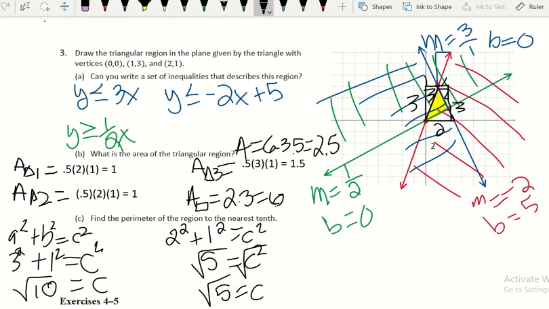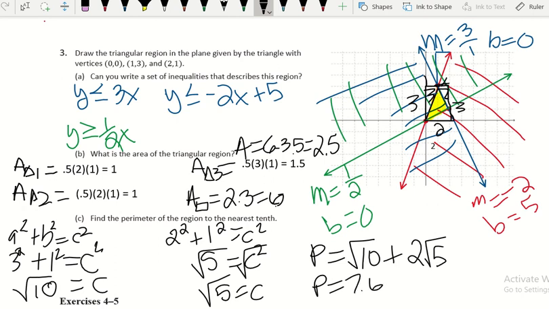And then the last one, once again, has a length of 1 and 2 as well. We already have that calculated, so we don't have to do it again. So the perimeter is just going to equal those three put together. So square root of 10 plus 2 square root of 5. There's 2 of them, so 2 times the square root of 5. And then you can just take your calculator, type it in, and round that to the nearest 10th. So square root of 10 plus 2 square root of 5 is 7.6. And so you could use the distance formula, or you can just use Pythagorean theorem.